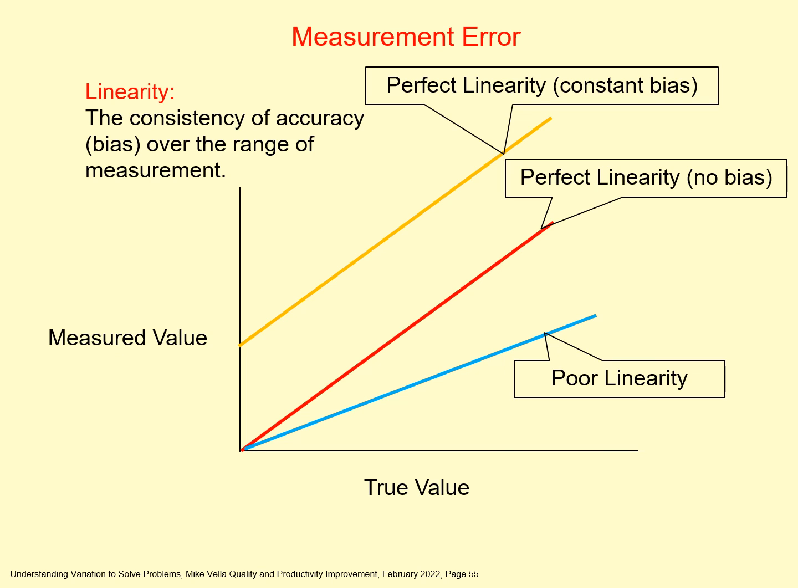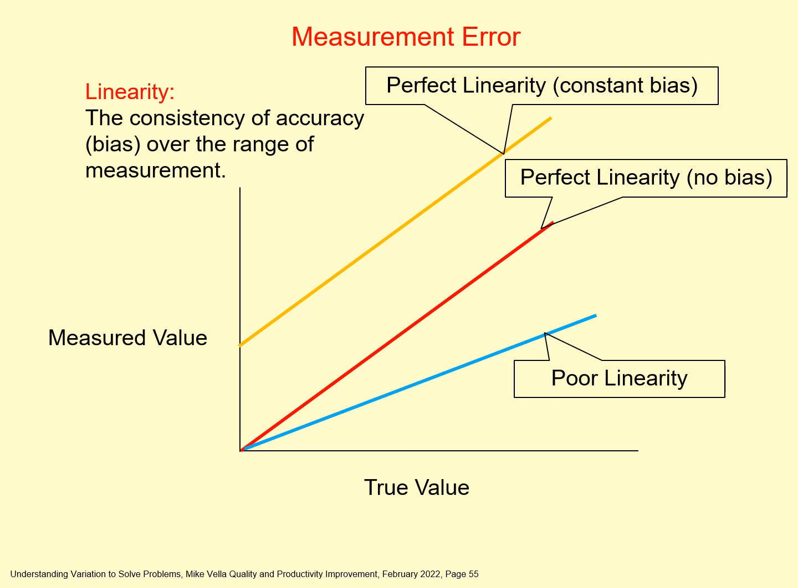Another thing that we want to talk about is something called linearity, and that's the consistency of accuracy or bias over the range of measurement. So let's think about the red line. On the horizontal axis, you have the true value going from, let's just say, 0 to 100, and on the vertical axis, the measured value. What you want to have is perfect linearity, that is, no difference between the true value as it gets bigger and bigger and the measured value. Think of it as that red line.